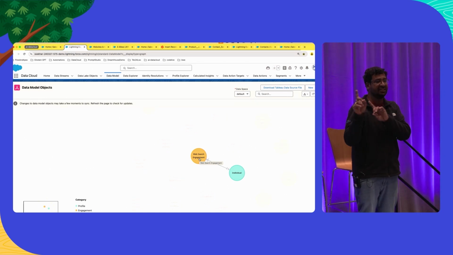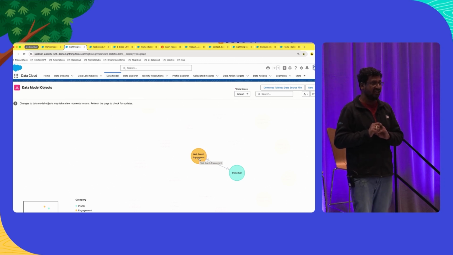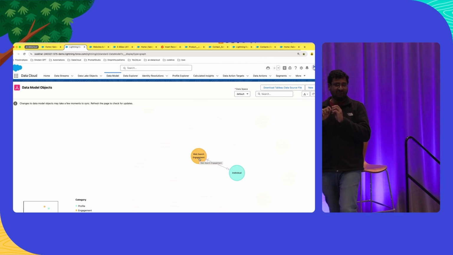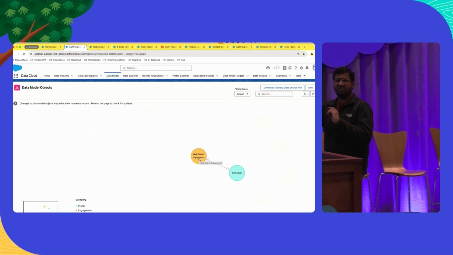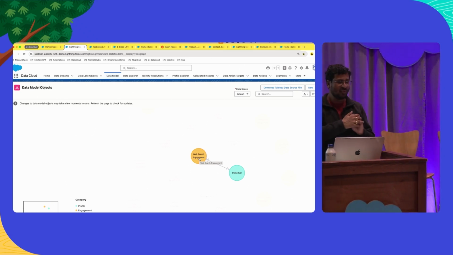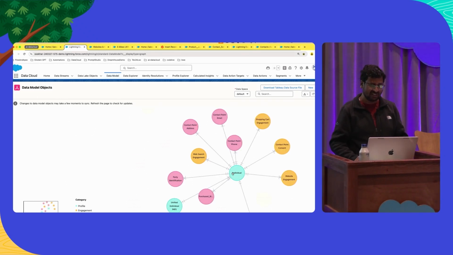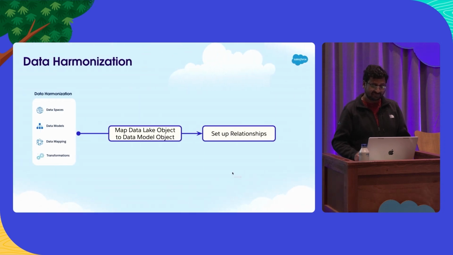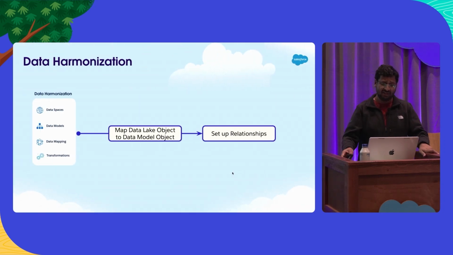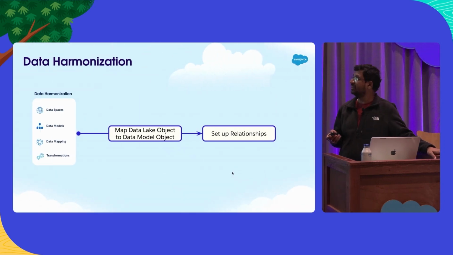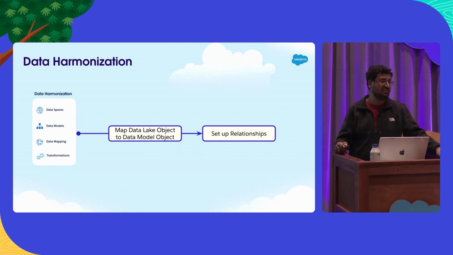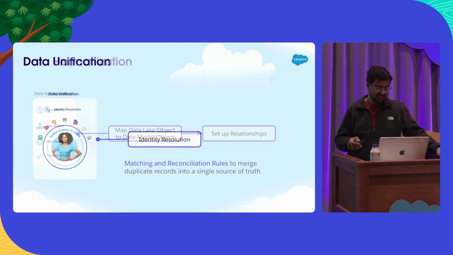So everything is related to the individual who is the customer. It is related to your website interaction, and it is related to your product as well. So you can see all of this relationship here in the data model. Okay. Now that we have mapped the data lake object to the data model object, we also saw that all these objects are related to each other.